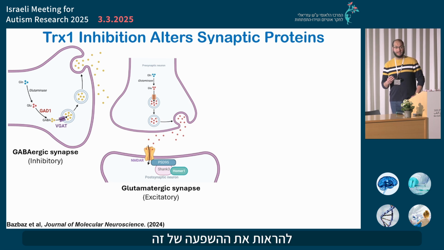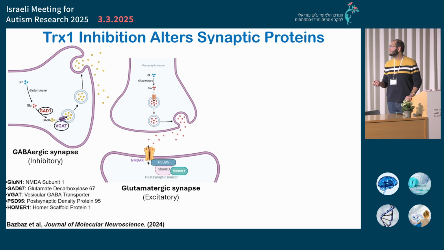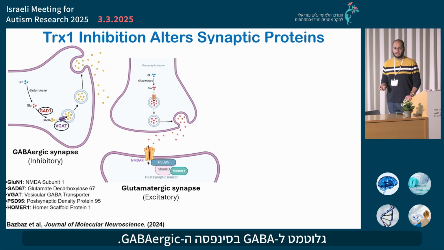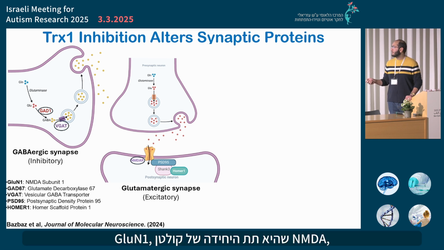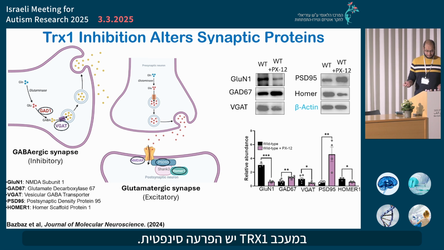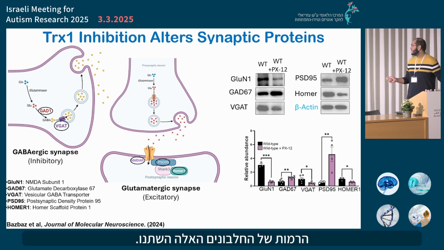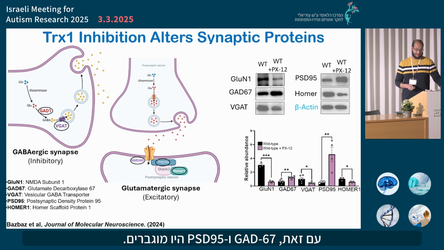Then we wanted to show the effect of this redox imbalance caused by the TRX1 inhibition on the molecular and synaptic level. We quantified several GABAergic and glutamatergic proteins, including GAD1, the enzyme that converts glutamate into GABA in the GABAergic synapse, VGAT, the vesicular transporter for GABA, GluN1, which is a subunit of the NMDA receptor, and two more scaffolding proteins. We showed that the wild-type mice treated with a TRX1 inhibitor have synaptic disturbance. The levels of these proteins were changed. You can see that GluN1, VGAT, and HOMER were decreased with the treatment. However, GAD67 and PSD95 were elevated.